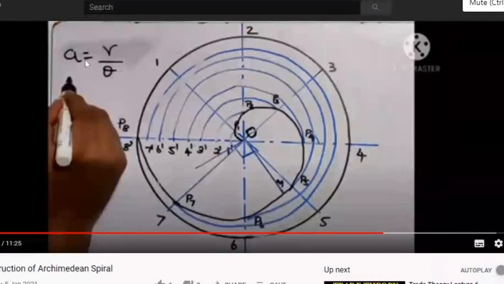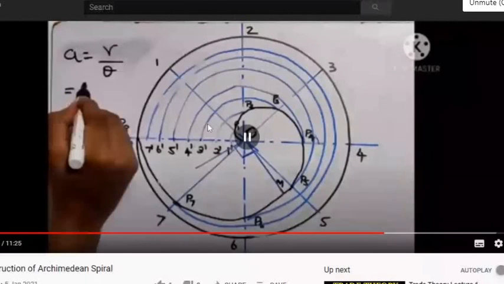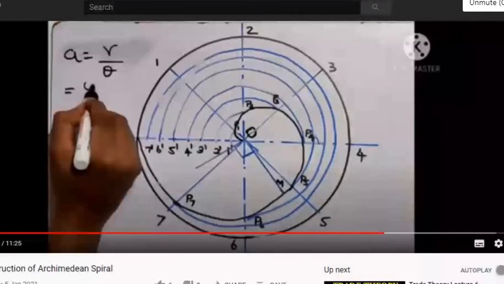Sir, which angle is theta? So the theta is nothing but the angle between P8OM. Yes, sir. R should be in mm or centimeter? R is in mm. Okay, sir. So if you are using R in mm, the answer A will come in mm. If you are using that in centimeter, the A will come in centimeter. That's it.